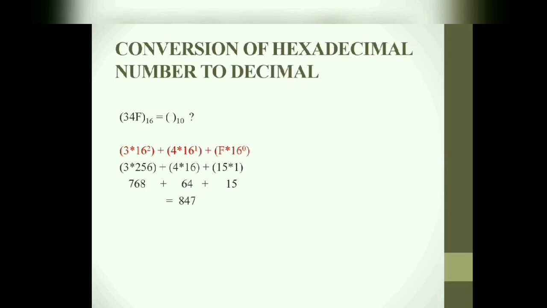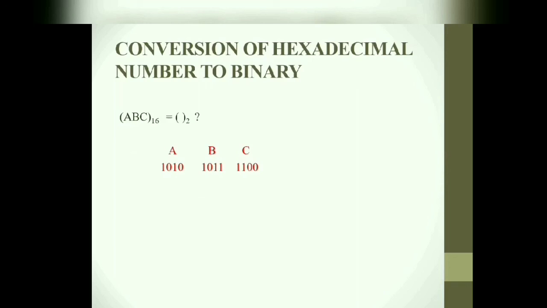And the next one, hexadecimal to decimal. It's like binary to decimal, octal to decimal. Again, determine the positional value and multiply each digit by the power of 16 and add the products. So we got 847 is the decimal equivalent of the hexadecimal number 34F.